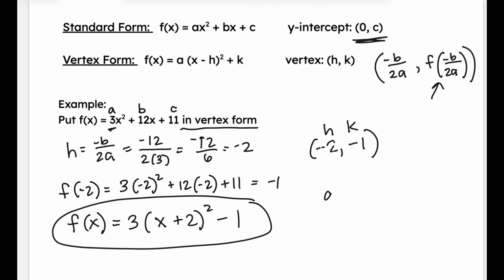One other thing about parabolas, the axis of symmetry. Just a reminder, our axis of symmetry is always x equals our h value. So in this case, it would be x equals negative 2.